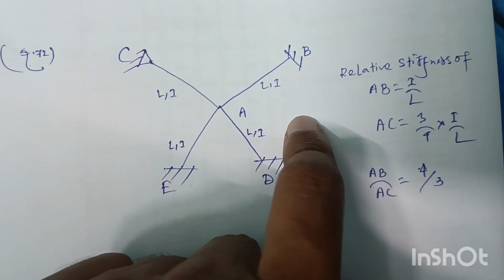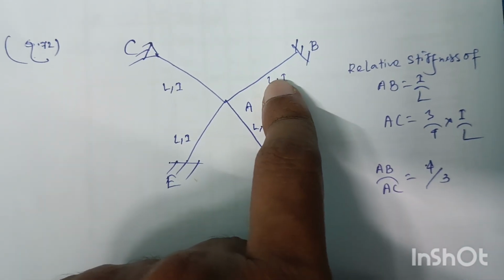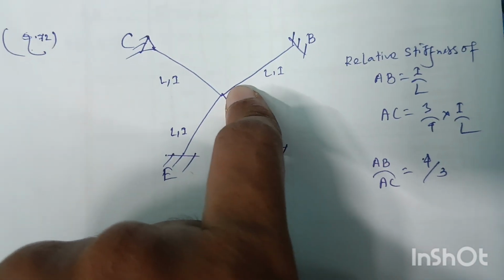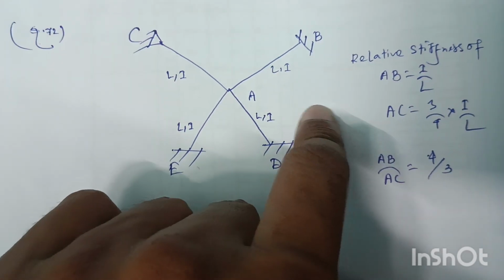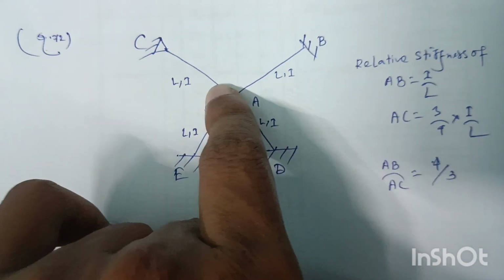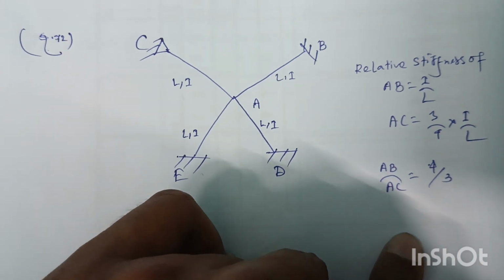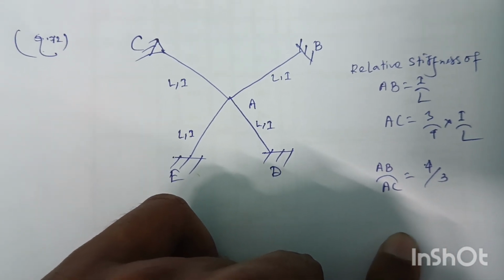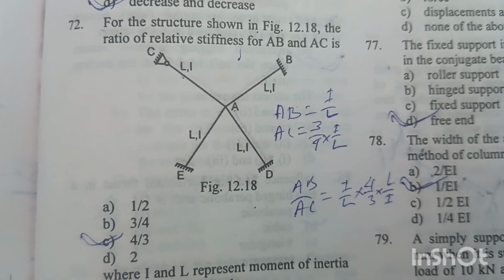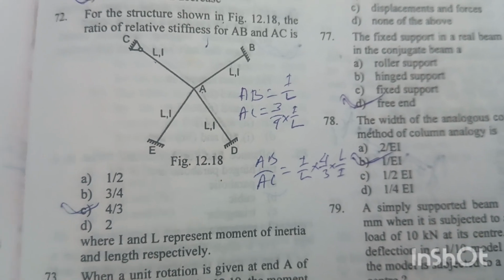So relative stiffness of the member AB of the structure will be I by L. I is the moment of inertia of the member and L is the length of the member. And for member AC, the relative stiffness will be 3/4 into I by L, as this end is hinged. Now if we make the ratio between AB to AC, then we will get the value 4 by 3. Option C is right answer, 4 by 3, where I and L represent moment of inertia and length respectively.